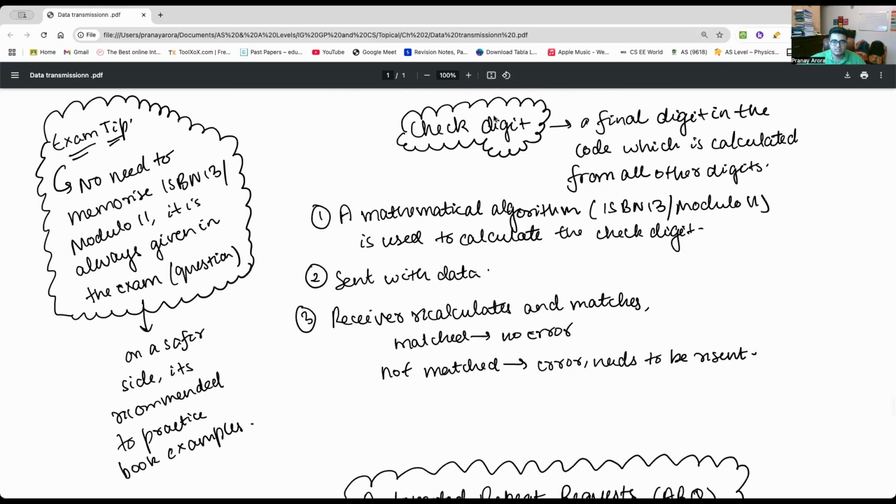Let's come to check digit. Check digit is a final digit. So along with whatever the binary value is, for example 1011, whatever the value is, at the end we reserve a value for the check digit. So these are the two methods, ISBN 13 and modulo 11.